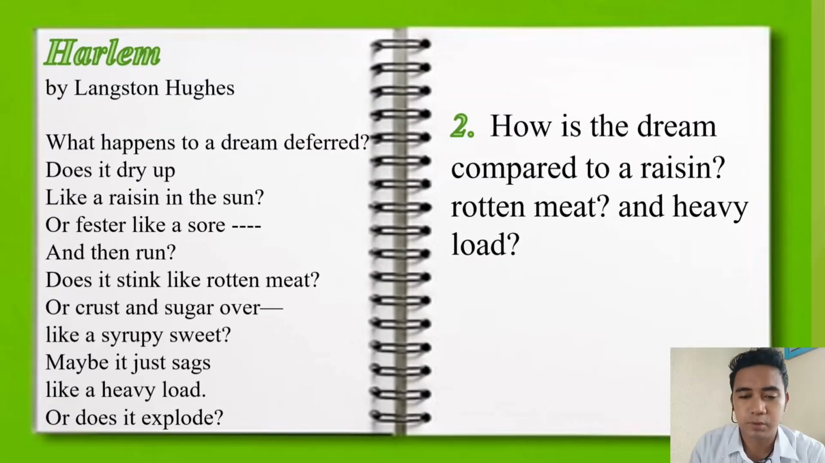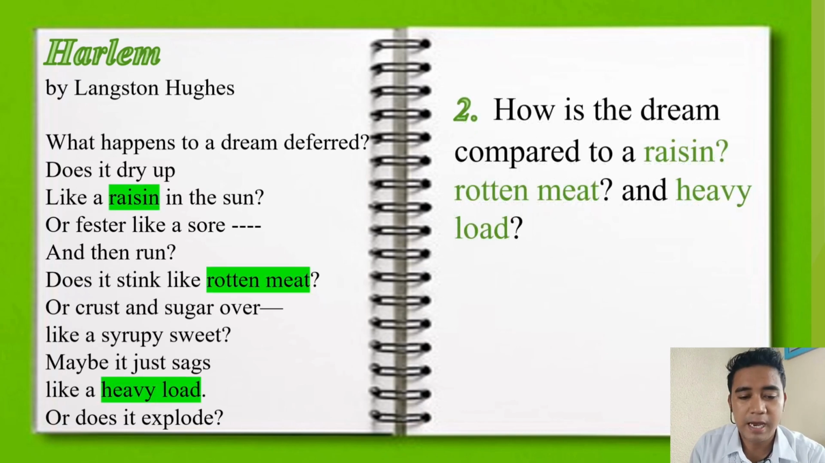Question number 2. How is a dream compared to a raisin, a rotten meat, and a heavy load? So I highlighted those words for you to easily understand. So this could also be a way when you are learning a certain literary piece. You ask certain questions for you to easily understand the meaning of it. How is the dream compared to raisin, rotten meat, and heavy load?